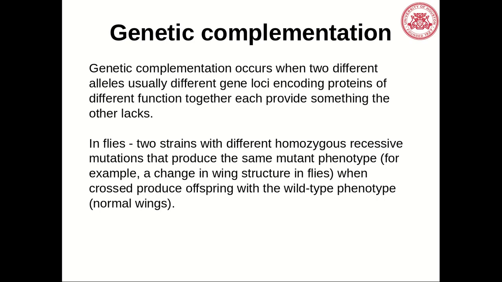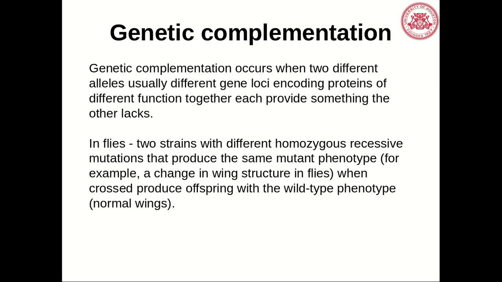And in flies, 2 strains will have 2 homozygous recessive mutations that produce the same mutant phenotype. In other words, you have 2 flies that have a homozygous recessive mutation. So homozygous means like little a, homozygous recessive. And there are 2 different ones. So let's say little a, and little b. Now, they produce the same phenotype. In this example, they change the wing structure.